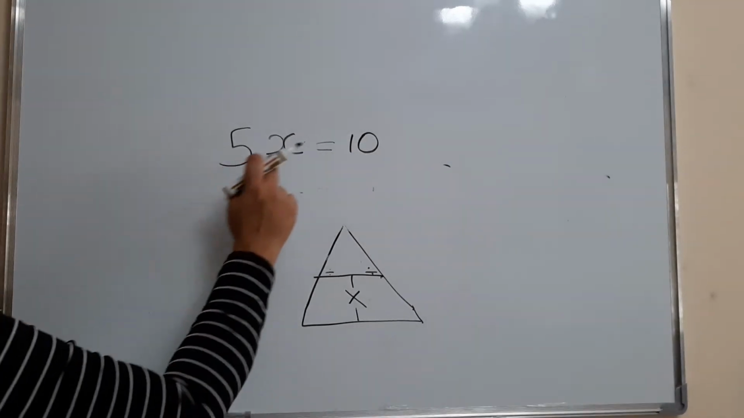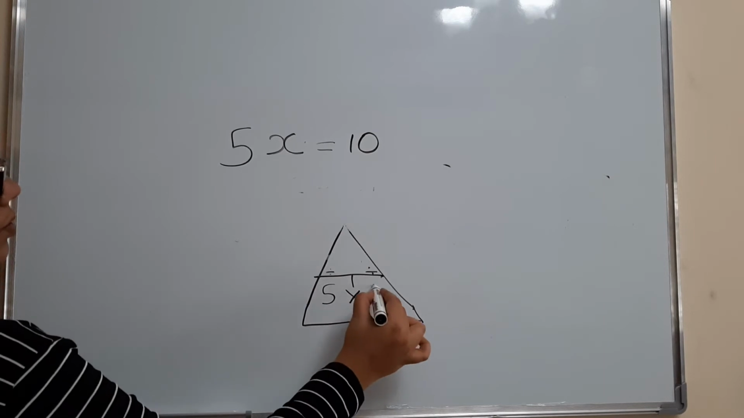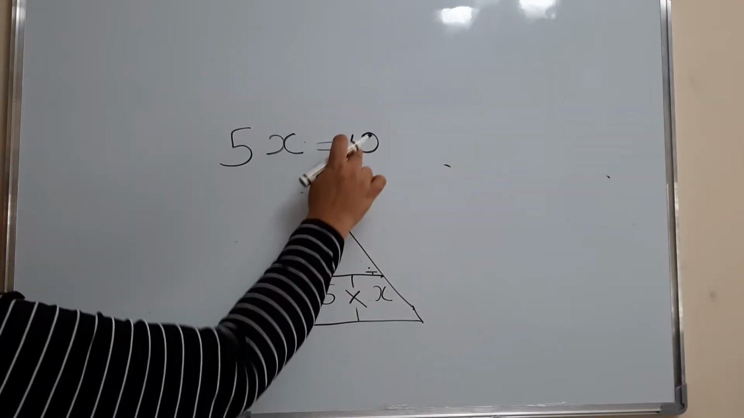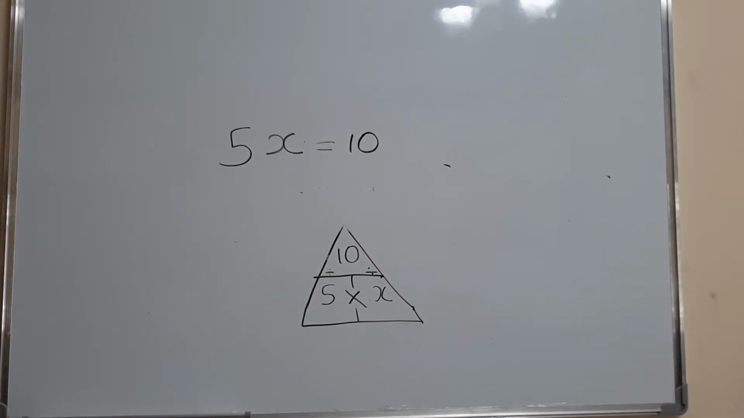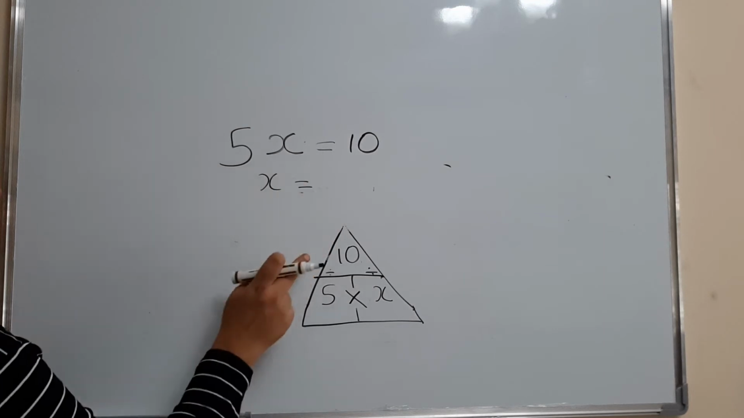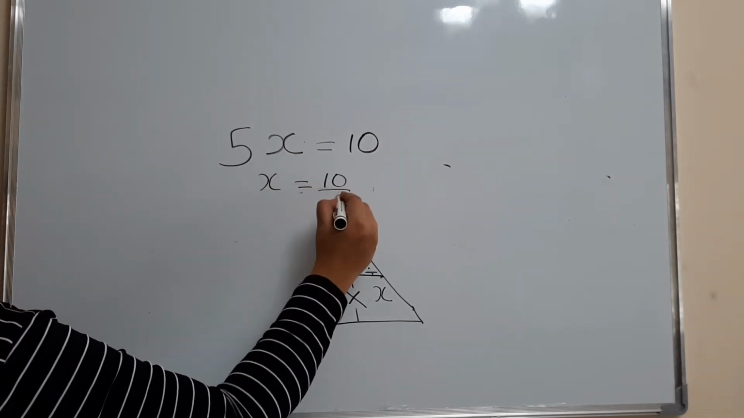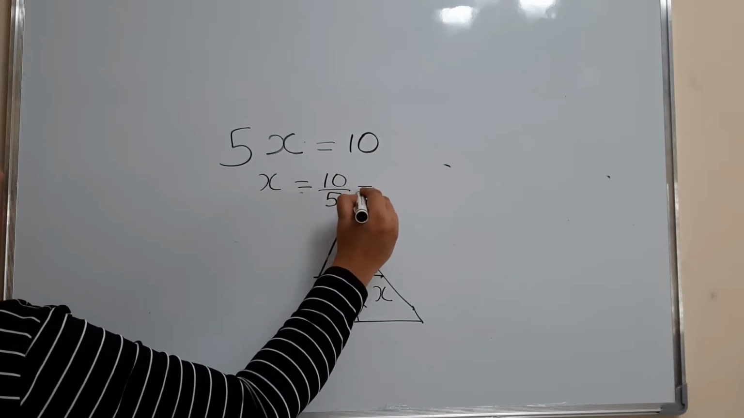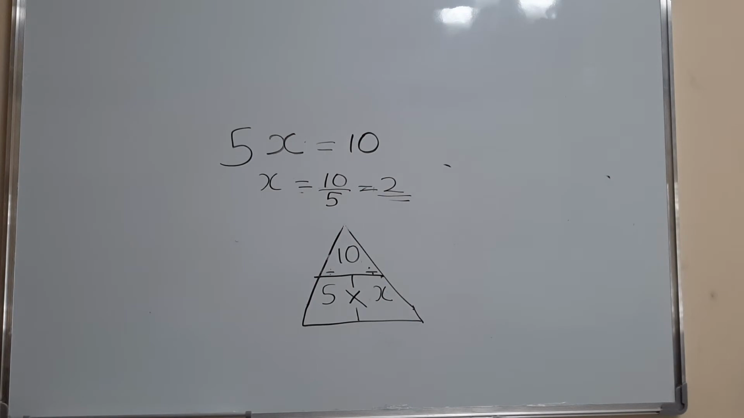So here 5 into x. So 5 multiplied by x equals 10. So now how will you find the value of x? X will be equal to 10 divided by 5. What is 10 divided by 5? That is 2. Okay. Can I get some difficult question?